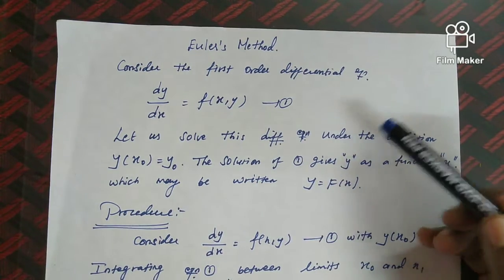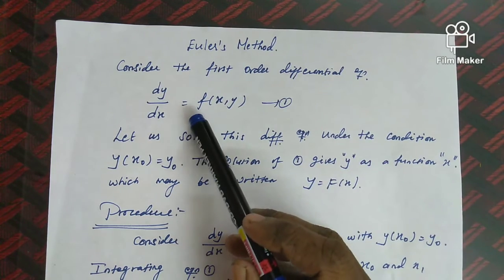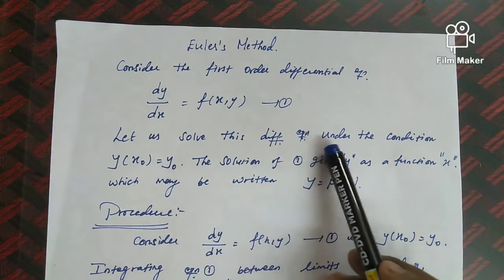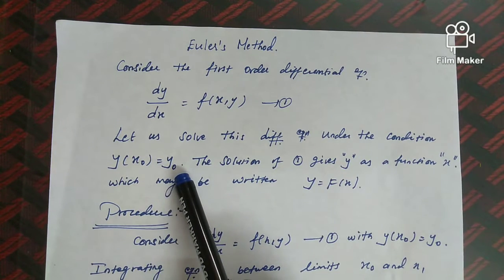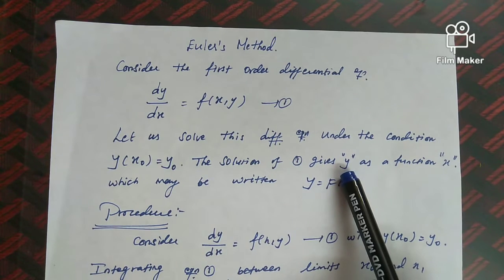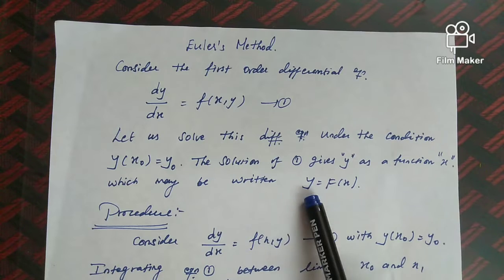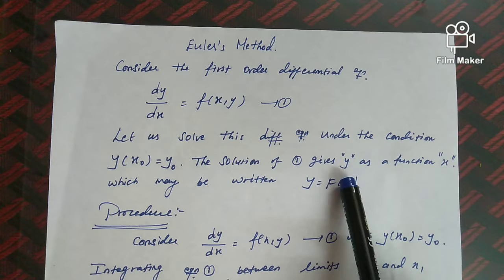So look at the method. Consider the first order differential equation dy by dx equal to f of x comma y. Let us solve this differential equation under the condition y of x naught equal to y naught. The solution of equation 1 gives y as a function of x, which may be written as y equal to f of x. Under these methods, we are going to solve the first order differential equation using various kinds of methods. Here we are going to discuss Euler's method.